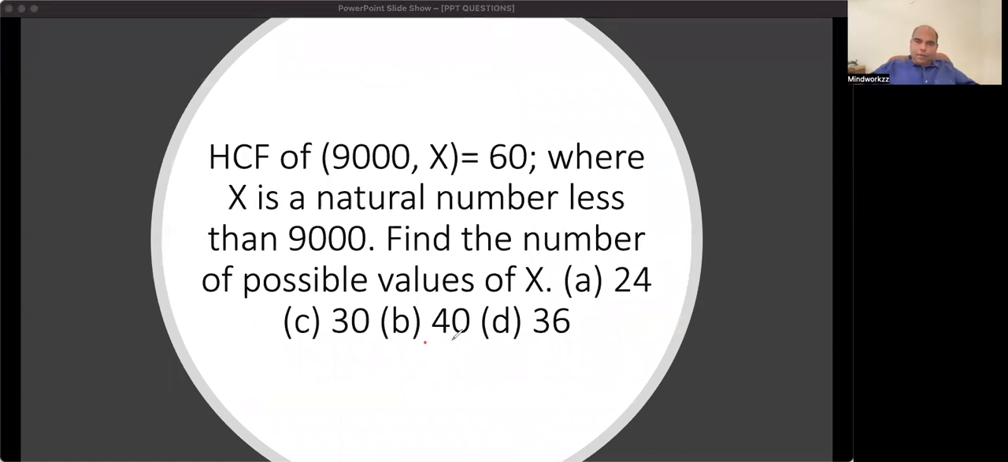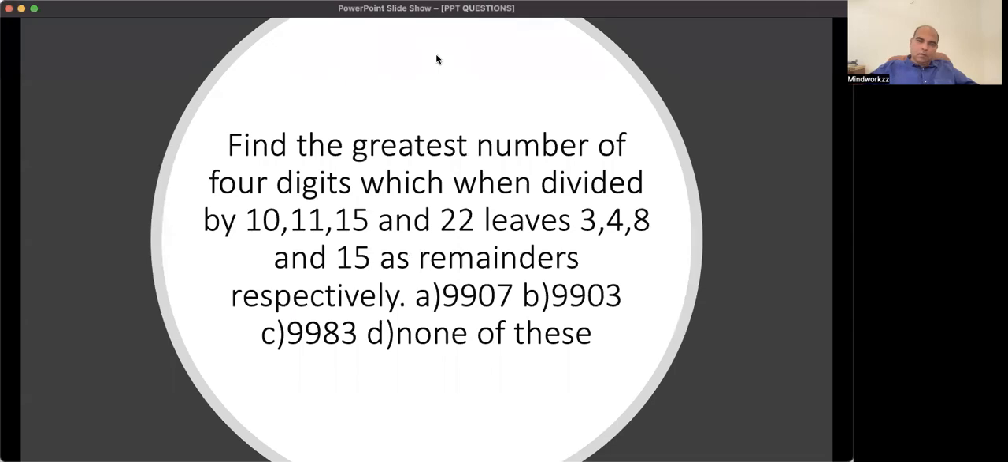Now let's have a look at the second question. Find the greatest number of 4 digits, which when divided by 10, 11, 15, and 22, leaves remainder of 3, 4, 8, and 15 respectively.